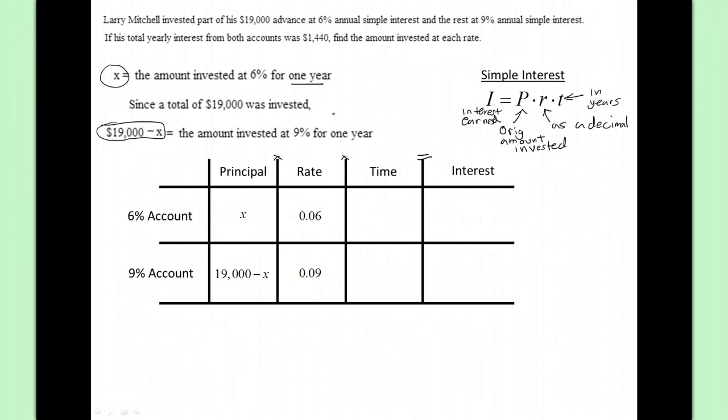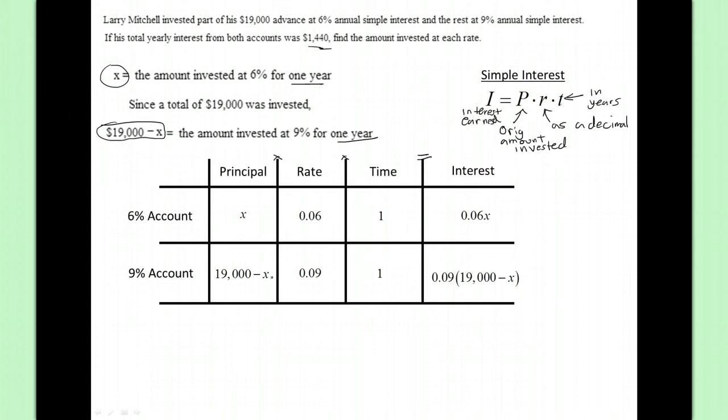You're doing this for 1 year. You know how much you make in that 1 year? So we let time be equal to 1 for both. So we multiply P times R times T to get the interest. There's the interest from the 6% account, which has the expression 0.06 times X. And then there's the interest from the 9% account, which has the expression 0.09 times the quantity of 19,000 minus X.